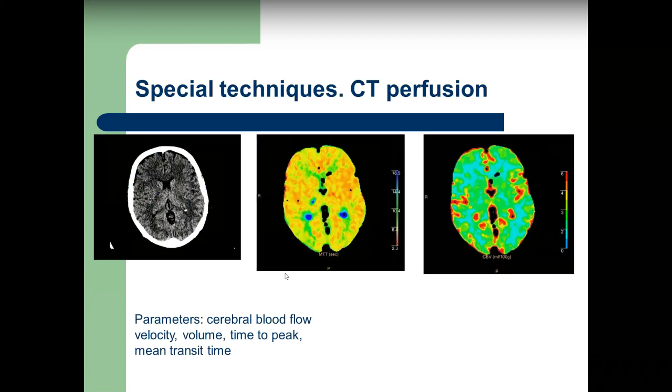Some words about special techniques, CT perfusion. What is CT perfusion? It is imaging a specific form of CT. It allows to assess flow through blood vessels with injection of contrast agent. So blood flow, blood transit time, and organ blood volume can all be calculated with reasonable sensitivity and specificity. This type of CT can be used for the heart and, of course, for the brain.